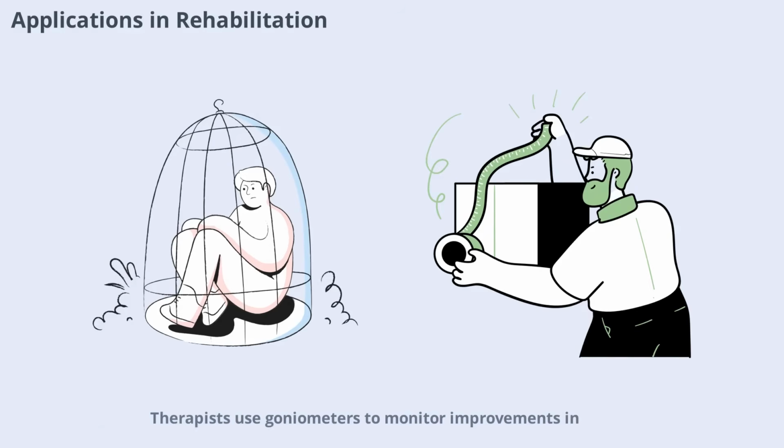Therapists use goniometers to monitor improvements in range of motion after injuries or surgeries. By comparing measurements over time, they can adjust treatment plans and set realistic goals. Accurate angle measurement is key to successful recovery and return to normal function.